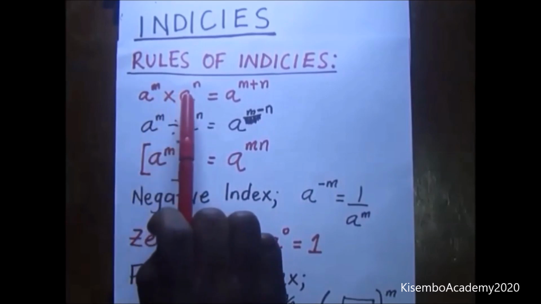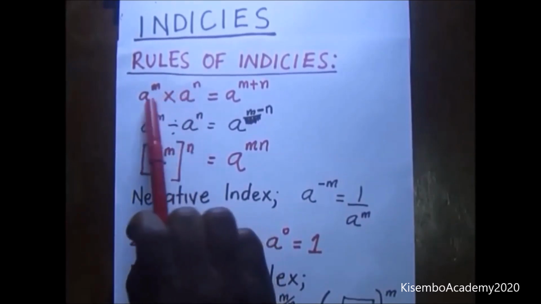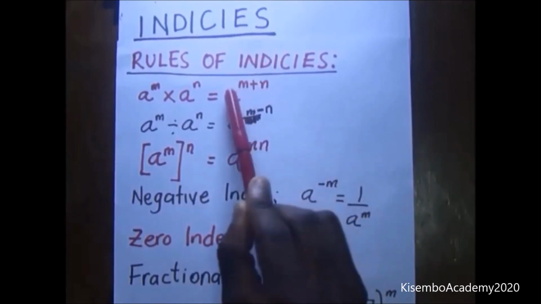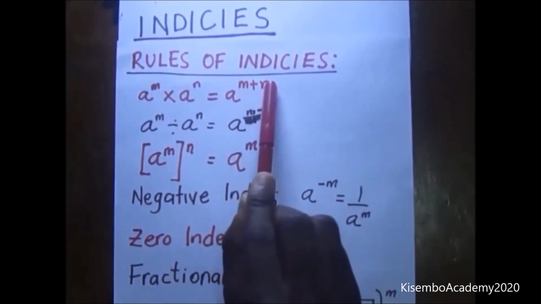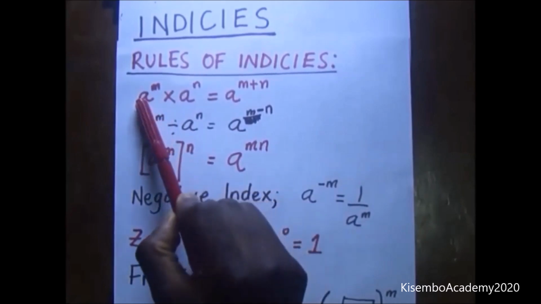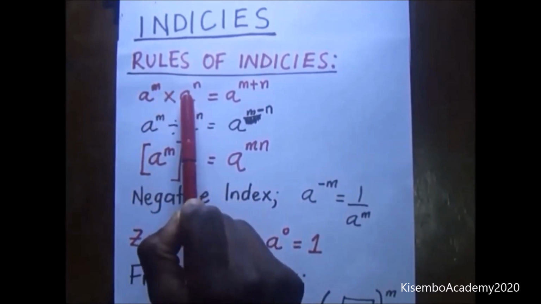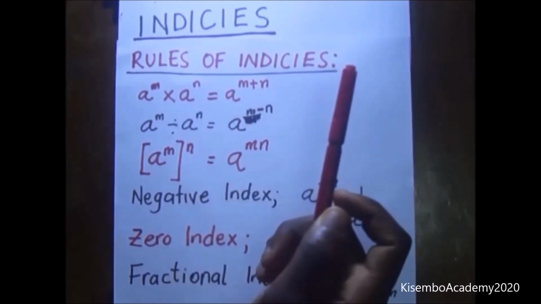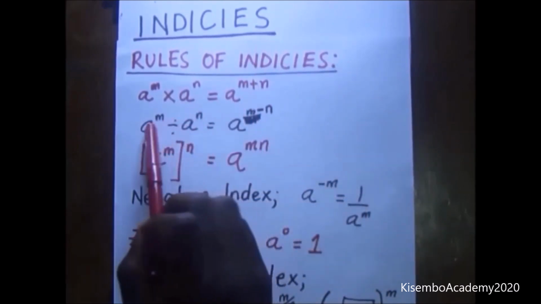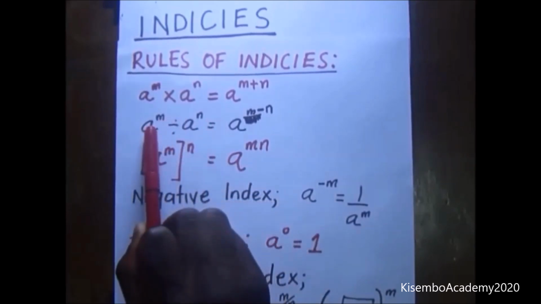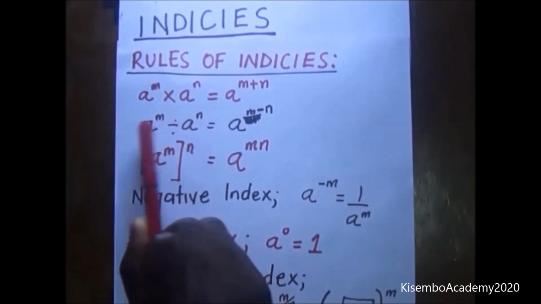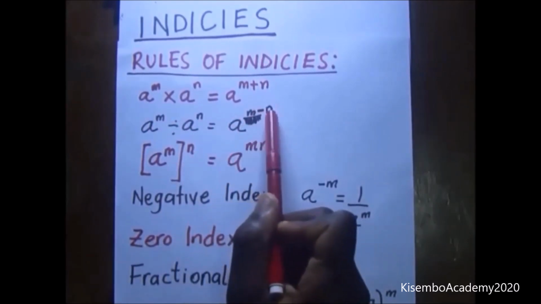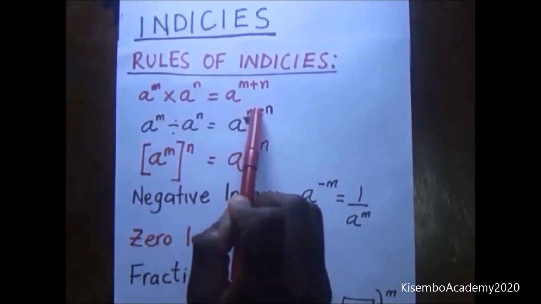When two indices have the same base but different powers, we simply maintain that base and add the powers. In this case, if it's like 4 to the power 3 times 4 to the power 2, it will be 4 to the power 2 plus 3. As simple as that. If it is division of indices of the same base, we maintain that base and we subtract the powers. In this case, it will be m minus n.